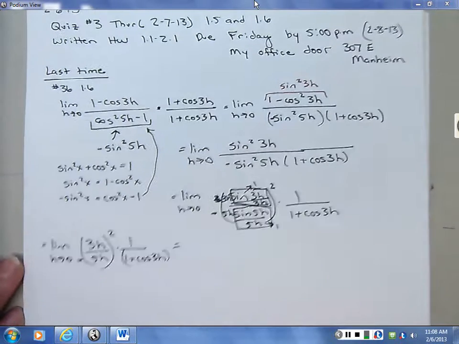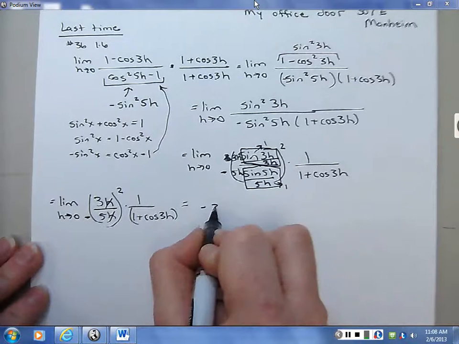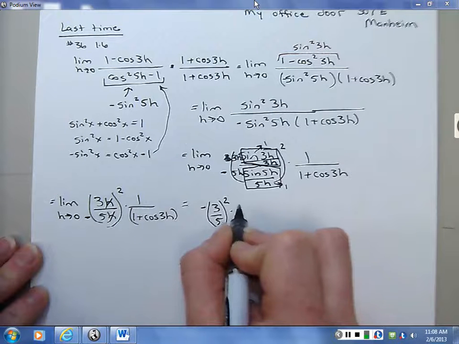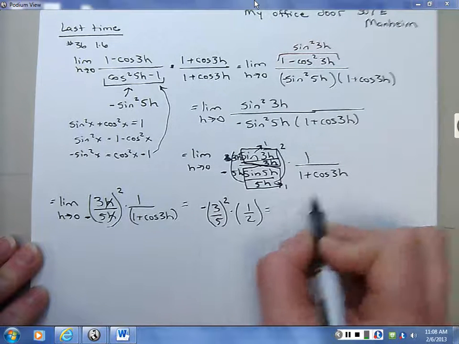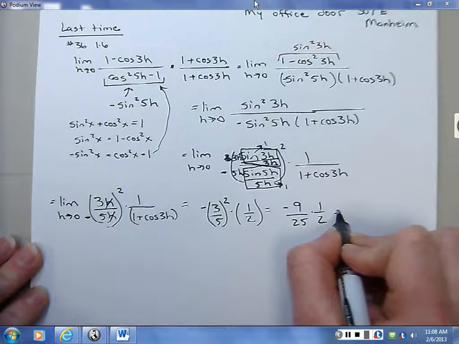Now I can simplify the h's and plug in what I have. So I have minus 3 over 5, this quantity squared, times 1 over 2. I have minus 9 over 25 times 1 over 2, which gives me minus 9 over 50.